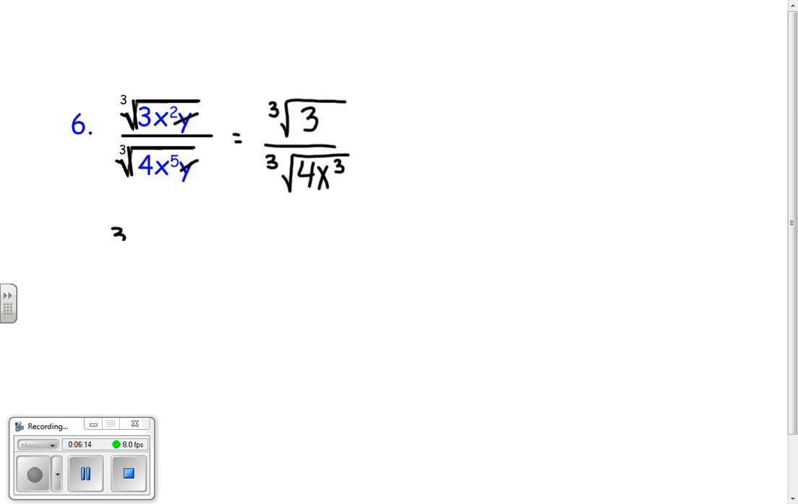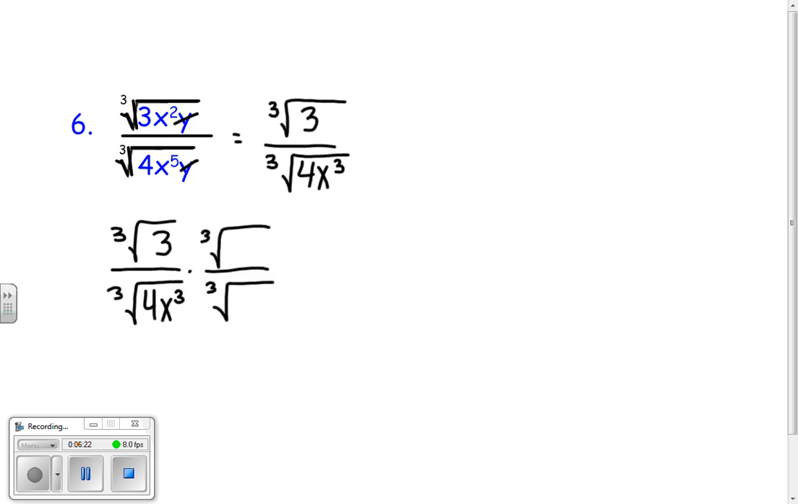So what I really have is the cubed root of 3 on the top and the cubed root of 4x cubed on the bottom. So I need to multiply top and bottom by the cubed root of something. I have 1 4, and I'd really like 3, so I need 2 more. 2 more 4s is 4 times 4, which is 16. And the x cubed already has a group of 3, so I don't need any more of those. On the bottom, when I multiply, I get the cubed root of 48x cubed. Nope, just kidding. 4 times 16 is 64.